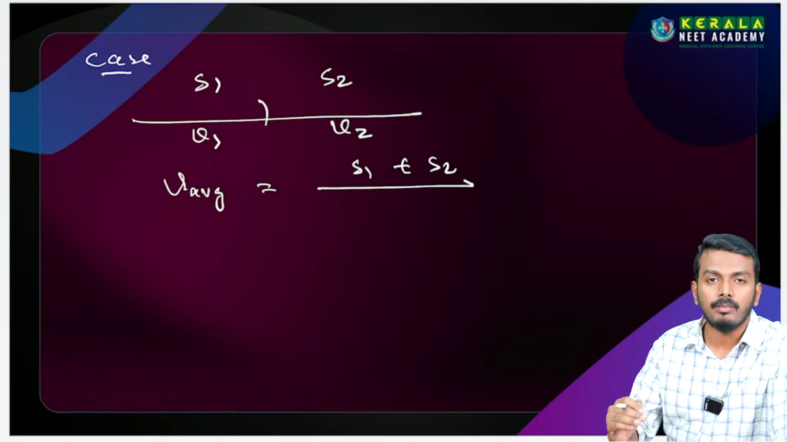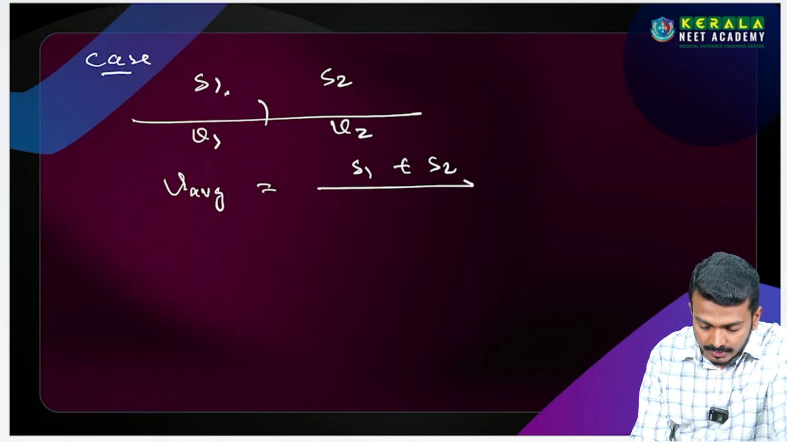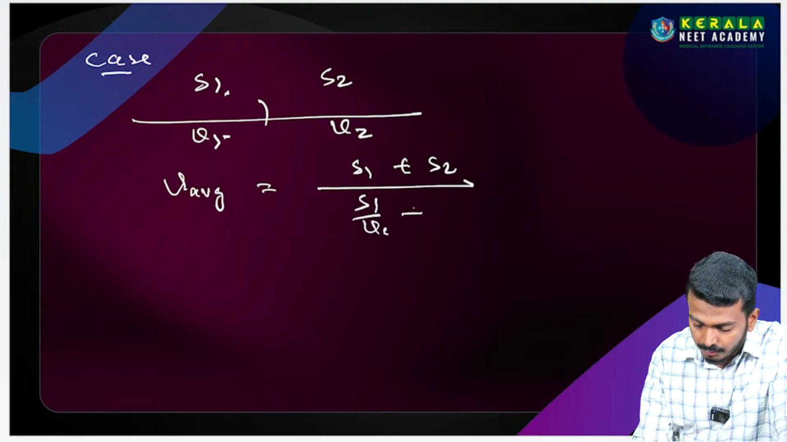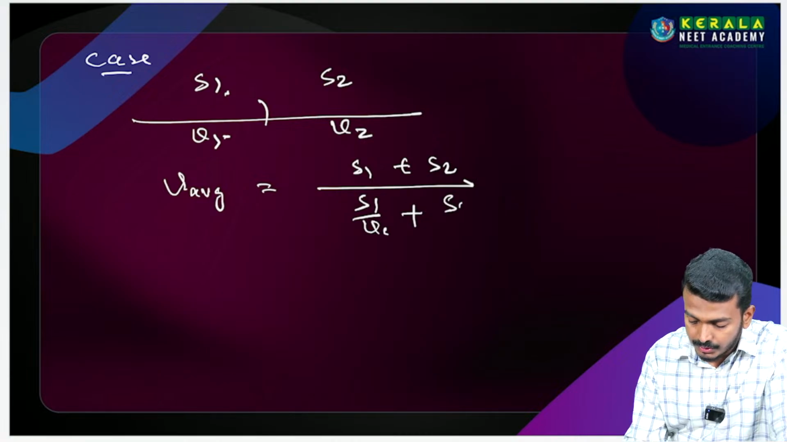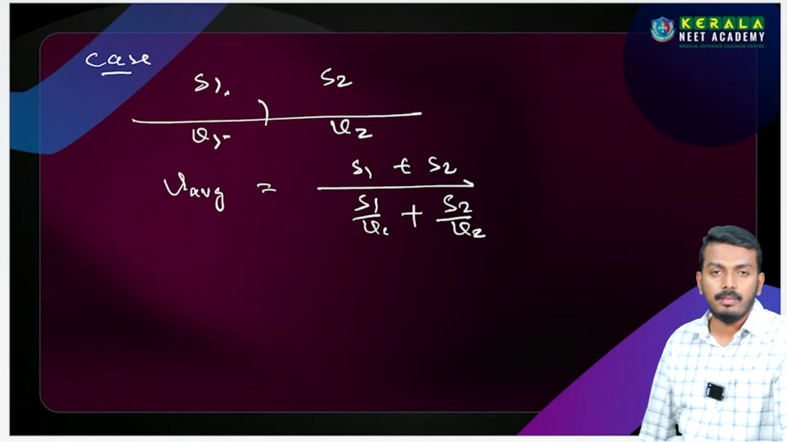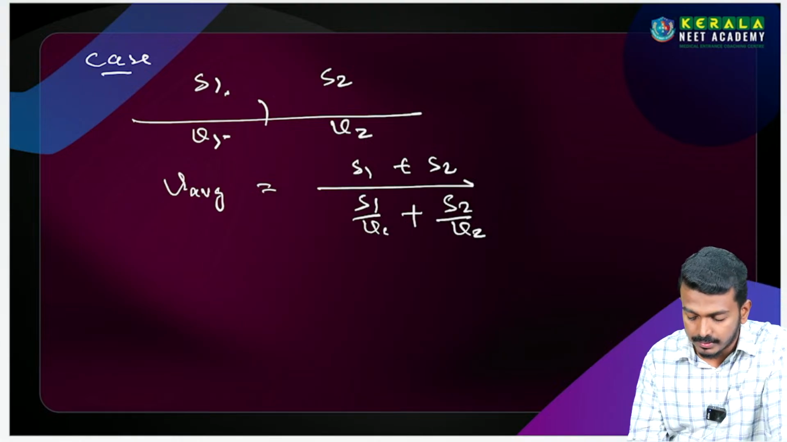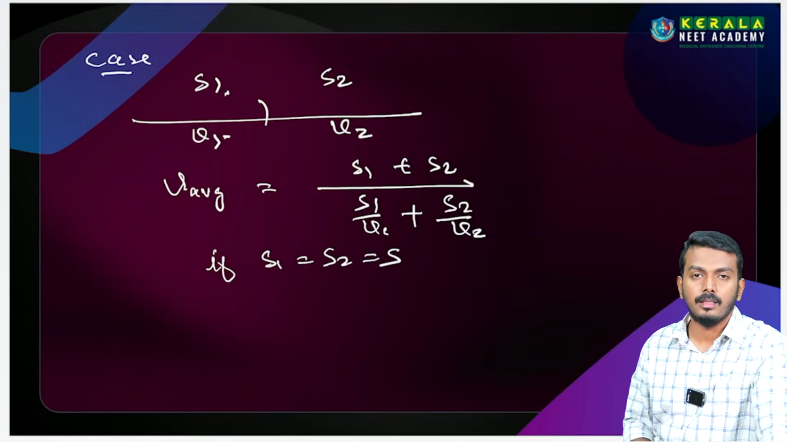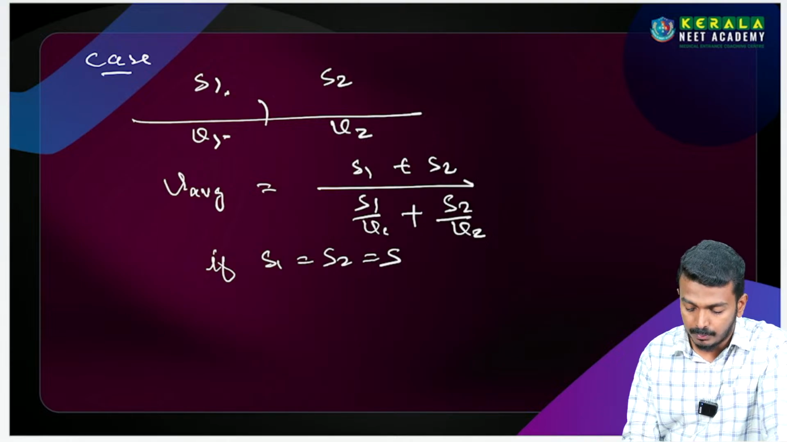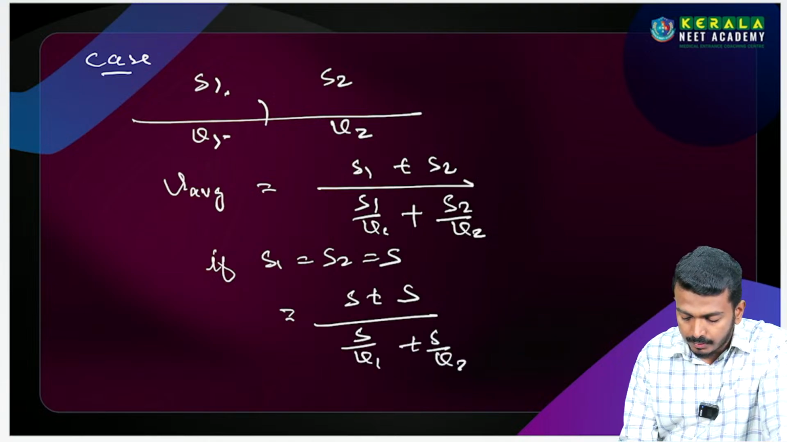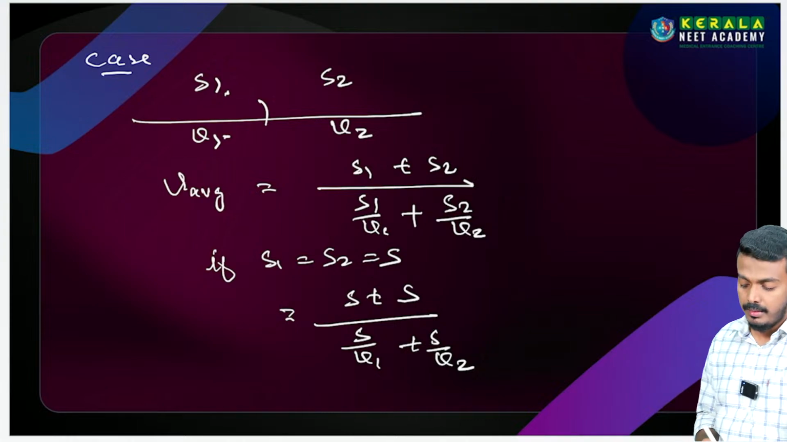Time is not directly given but indirectly given. You know the distance and velocity. How to find the time? Yes, distance S1 divided by V1 plus next S2 divided by V2. This is the equation for what? Average velocity. But a very important case, if S1 is equal to S2 is equal to S. Suppose all the distances are equal, what equation can you write? S plus S divided by S divided by V1 plus S divided by V2.